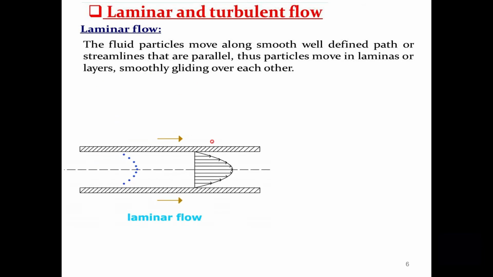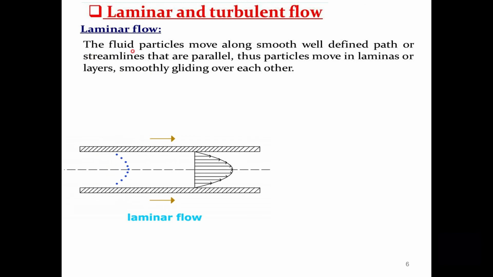So look at this picture here I am showing. See, these are the fluid particles. See the particles here, they all are moving in a straight line. So they are moving in a well defined path. They never cross each other. So whatever path assigned to them, they are moving on that path only. That particular flow we call a laminar flow.